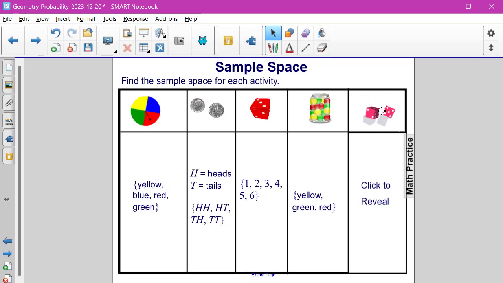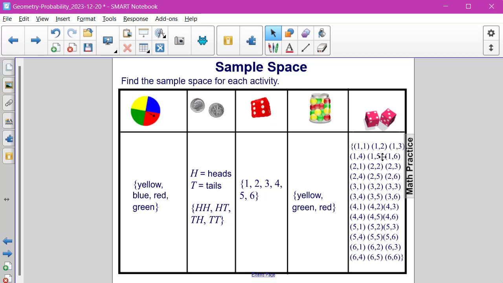Now this last one, we're rolling 2 dice, or 2 number cubes. So you could have 1 1, 1 2, 1 3, 1 4, 1 5, 1 6. You could do 2 1, 2 2, 2 3, 2 4, 2 5, 2 6, 3 1, 3 2, 3 3, 3 4, 3 5, and 3 6. Where the first number in each ordered pair represents the cube to the left, and the second number represents the cube to the right. And it continues. 4 1, 4 2, 4 3, 4 4, 4 5, 4 6, 5 1, 5 2, 5 3, 5 4, 5 5, 5 6, and 6 1, 6 2, 6 3, 6 4, 6 5, and 6 6.